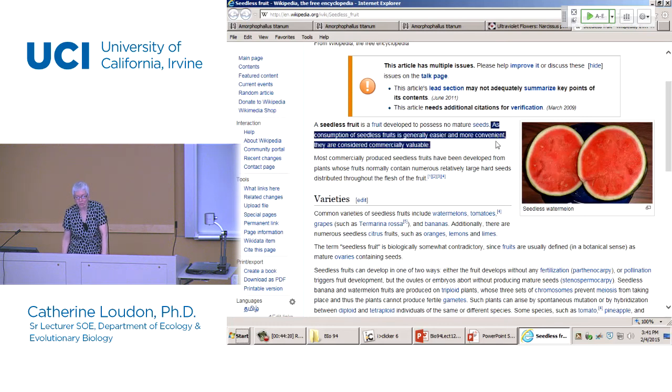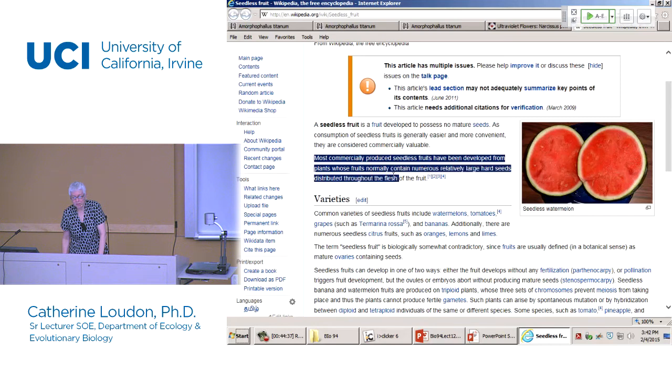As consumption of seedless fruits is generally easier and more convenient for a human consumer, then they are considered commercially valuable. And so in our grocery stores, for example, you can see many examples of seedless fruits, such as the picture of the watermelon right here. Most commercially produced seedless fruits have been developed from plants whose fruits normally contain numerous, relatively large, hard seeds distributed through the flesh of the fruit.